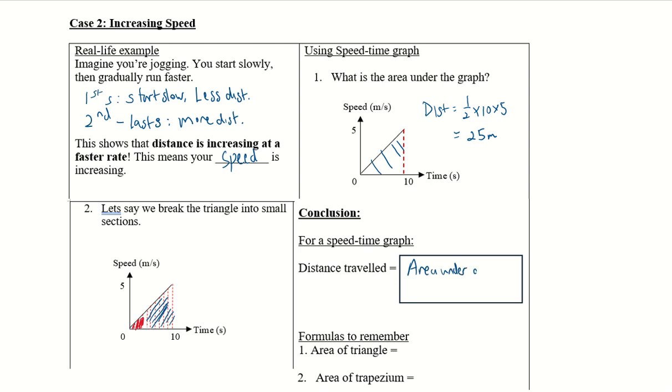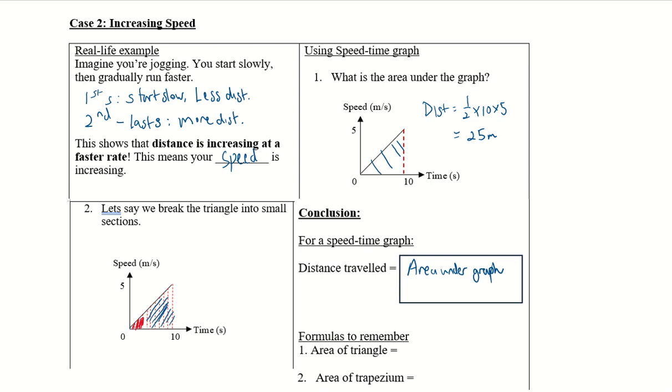the area under the graph. And if you forget anything, please refer back to case 1 and match the distance, speed, time formula and also the rectangle area. Realize that's exactly the same.